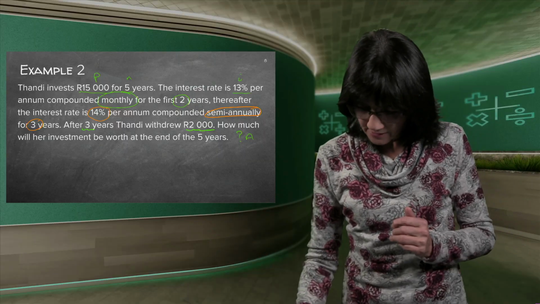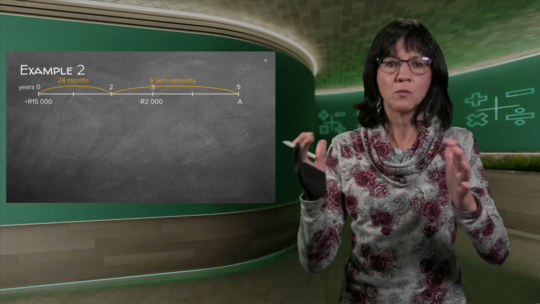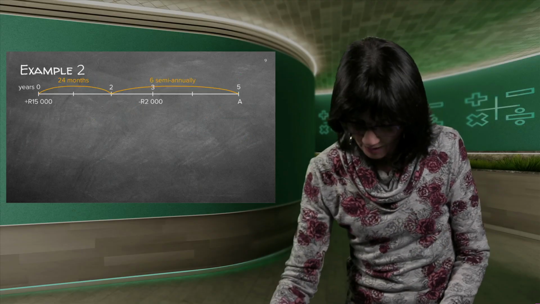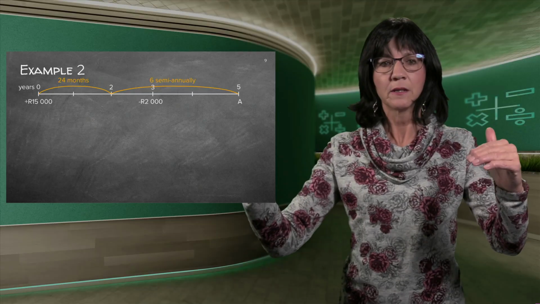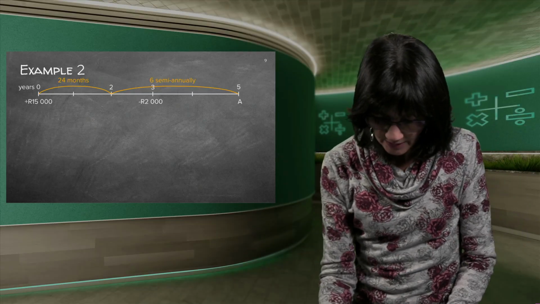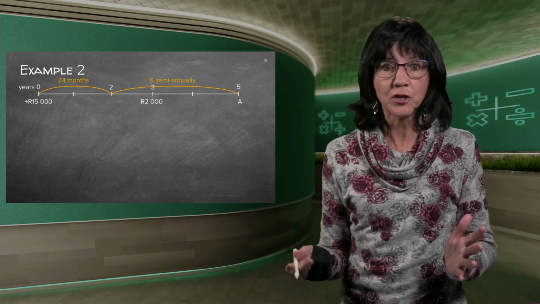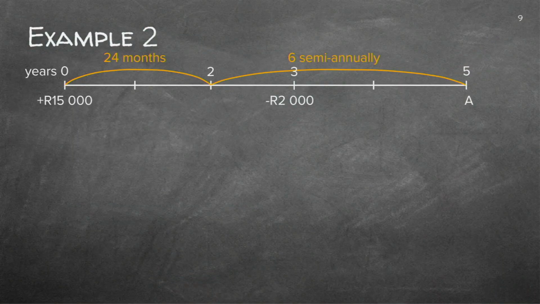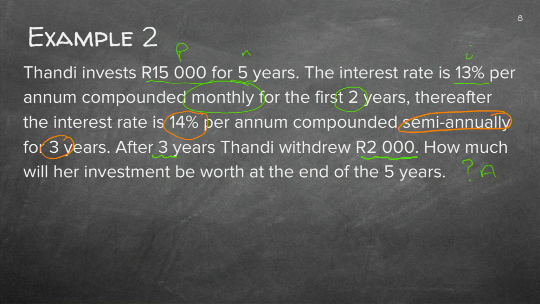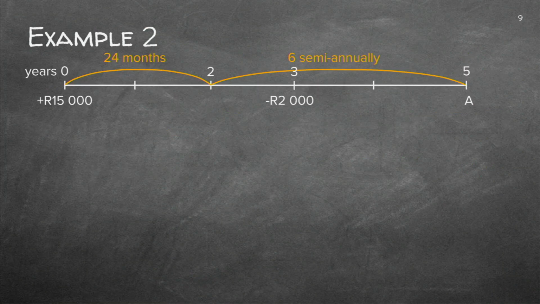Now I have to take that timeline and divide it into what they told me. There's my whole timeline. The years is the white. They said after 2 years, the interest rate changes. So let's quickly get back to the interest rate. It was 13% for the first 2 years. 13% is 0.13. That is my I. And because it's monthly, I need to divide by 12.